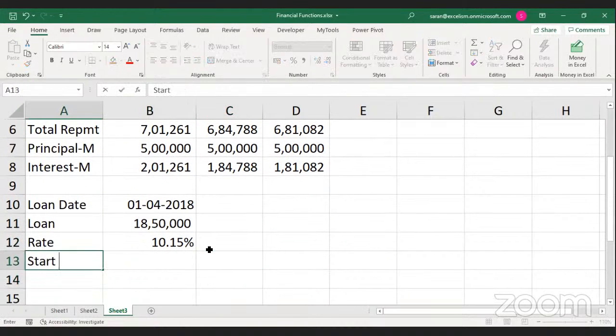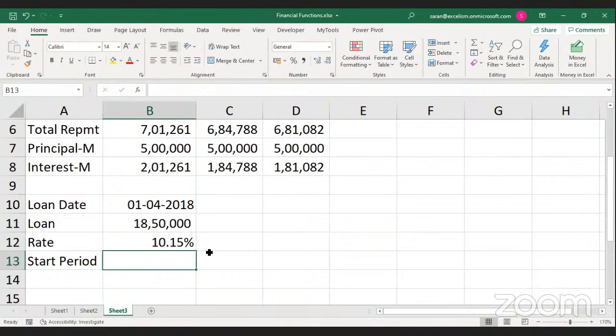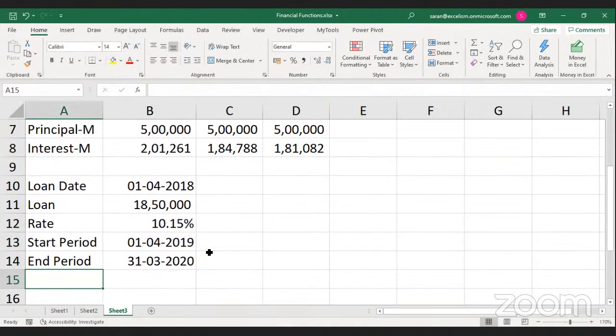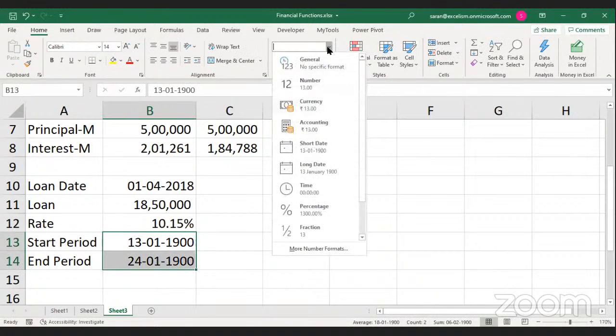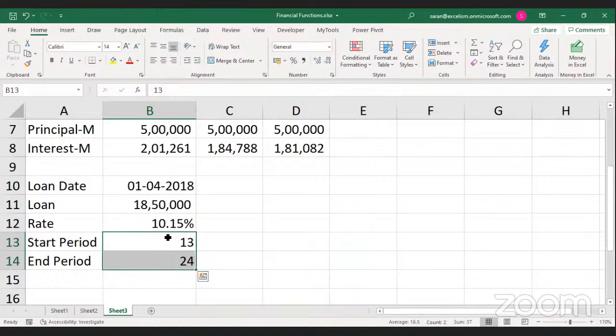The start period I want to consider is from 1st April 2019, and the end period is going to be 31st March 2020. So can I say this is the 13th period of this entire loan schedule? Yes, because from 2018 to 31st March 2019, 12 periods are over. This is the 13th period till the 24th period. Let me convert this into the general format, because this is a number, right? So my start period is 13, my end period is 24.